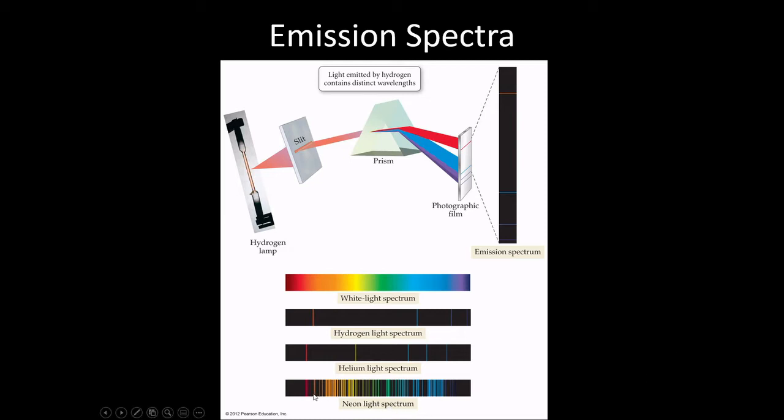Neon was a lot more complicated. When they put neon in and look at its spectra, you're seeing many more colors, but it is still only specific wavelengths. It's not a spectrum like the white light source, where it's giving off all the different colors. It is still only giving off very specific wavelengths of light.